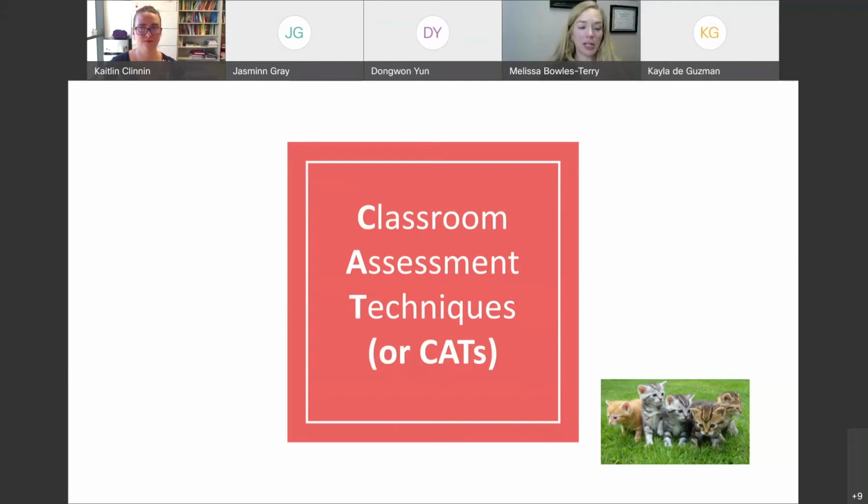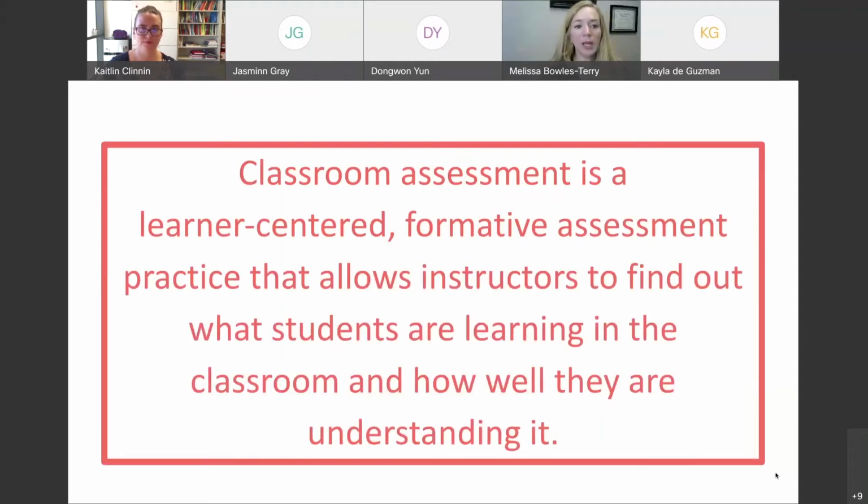So if that's something you want to check out, Lead Library has some copies. I have a copy in the faculty center that you are welcome to borrow. But classroom assessment techniques, you can also just search online and you will find lots of collections of these. I'm going to walk through a few today that might be helpful for you, but we are going to focus on classroom assessment techniques rather than like end of semester assignments, because here's the definition. Classroom assessment is learner-centered, it's formative, and it gives instructors a chance to find out what students are learning in the classroom and how well they're understanding it.